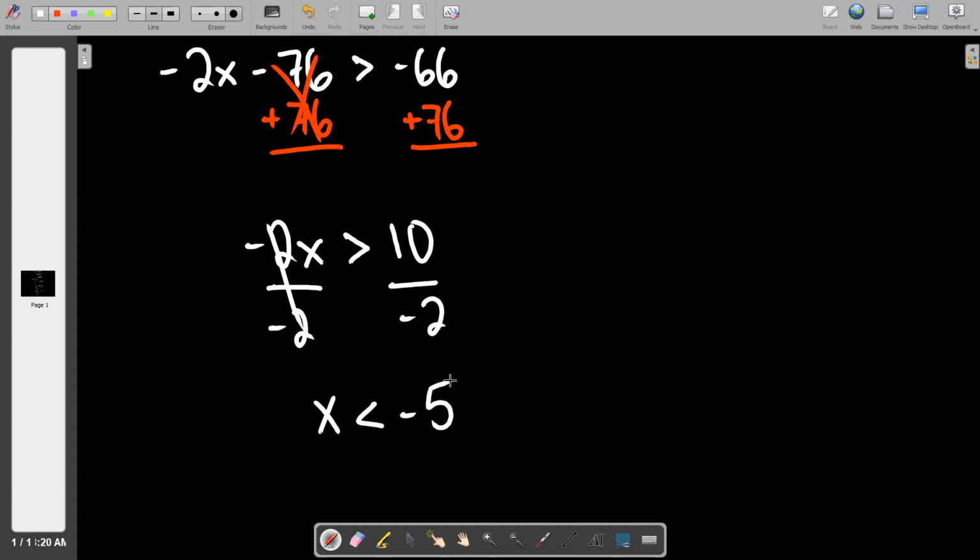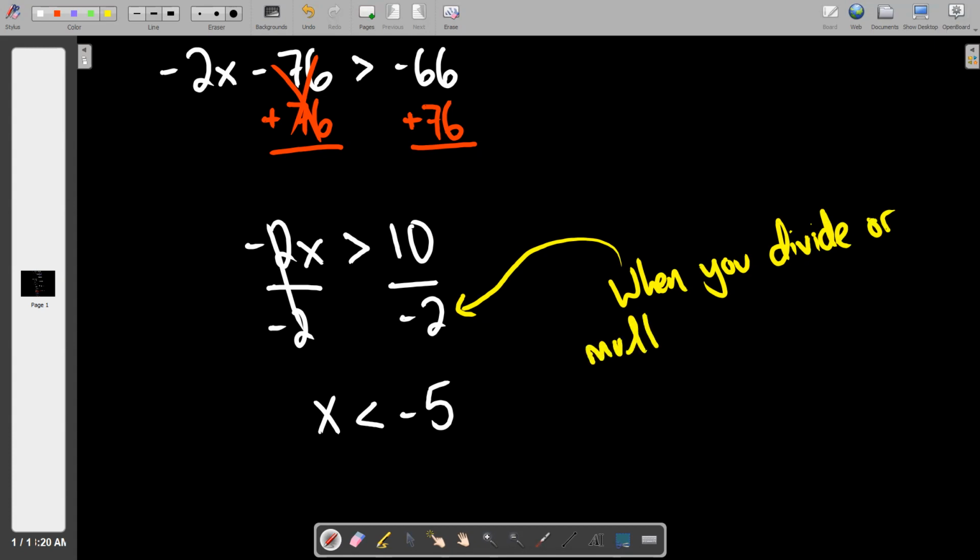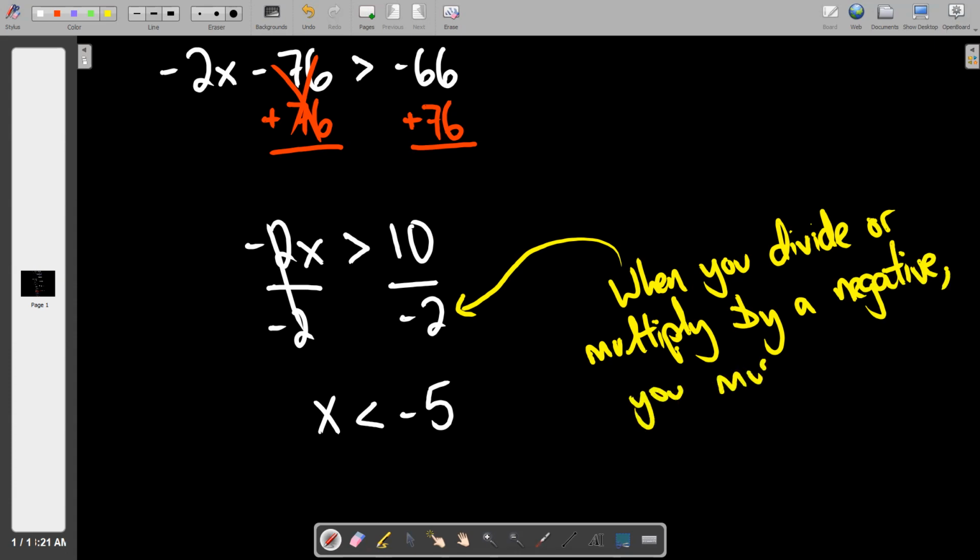So this is something you need to add to your notes, and add it now. It's because we divided by a negative. So I'm going to put a little arrow right there, and you can add this to your notes. When you divide or multiply by a negative, comma, you must switch.